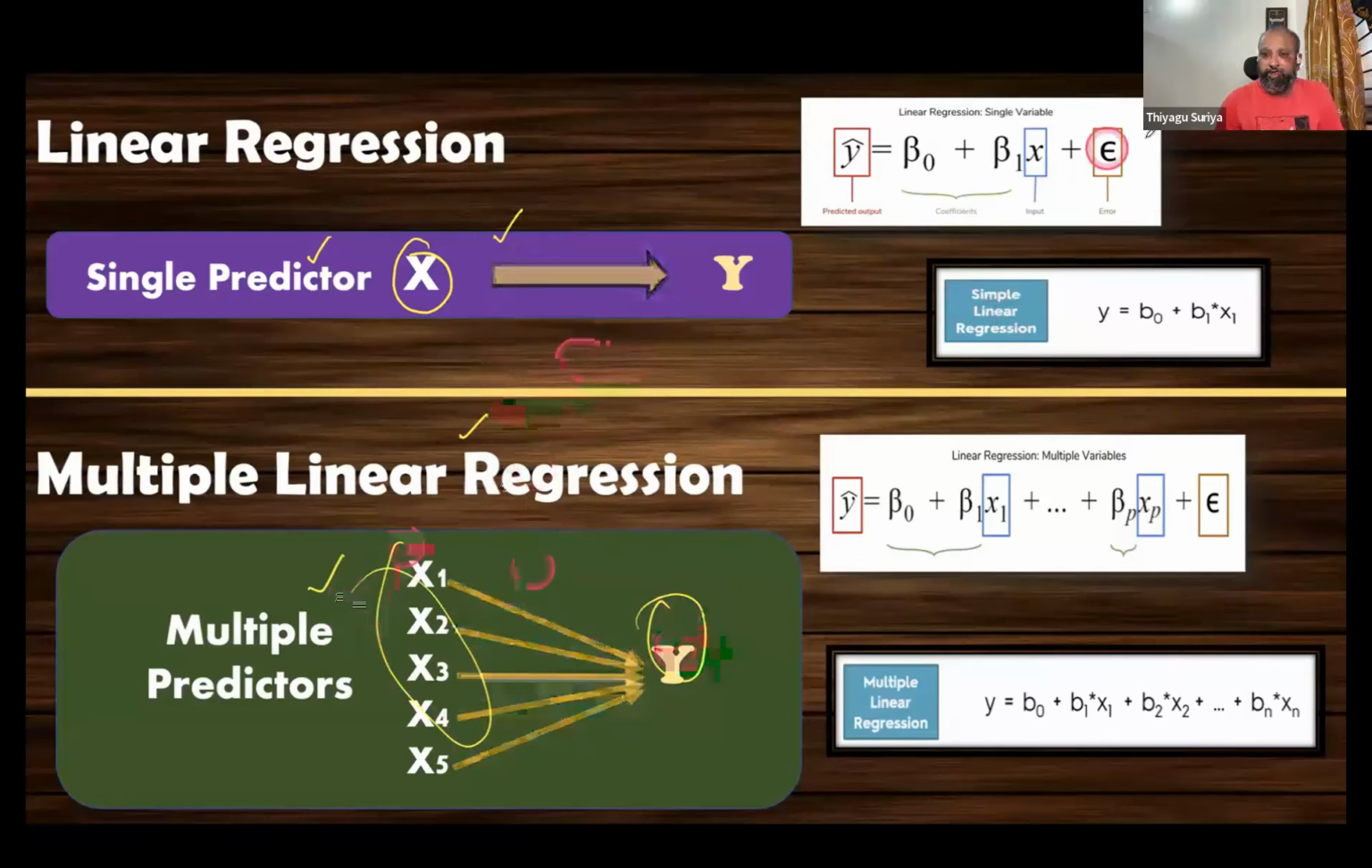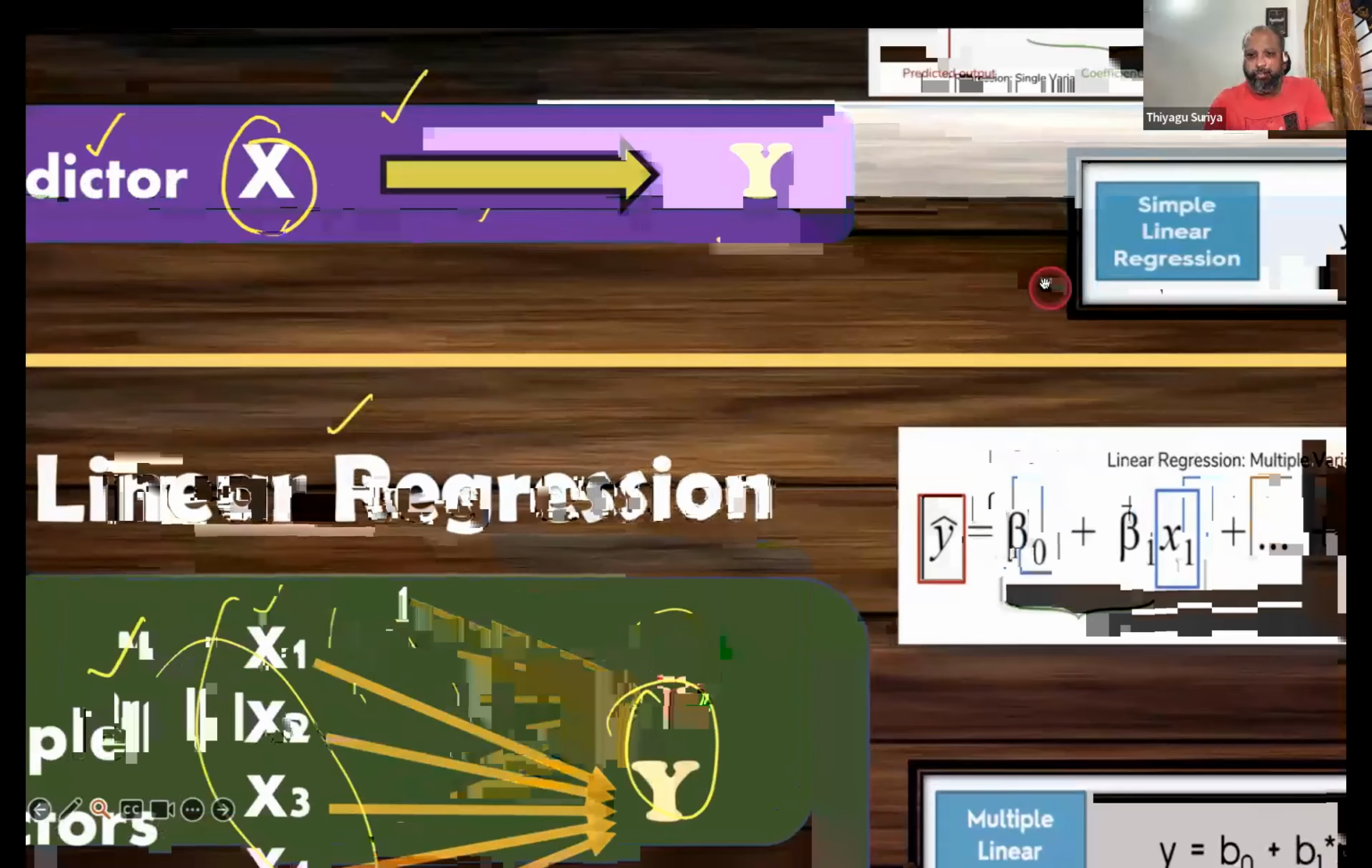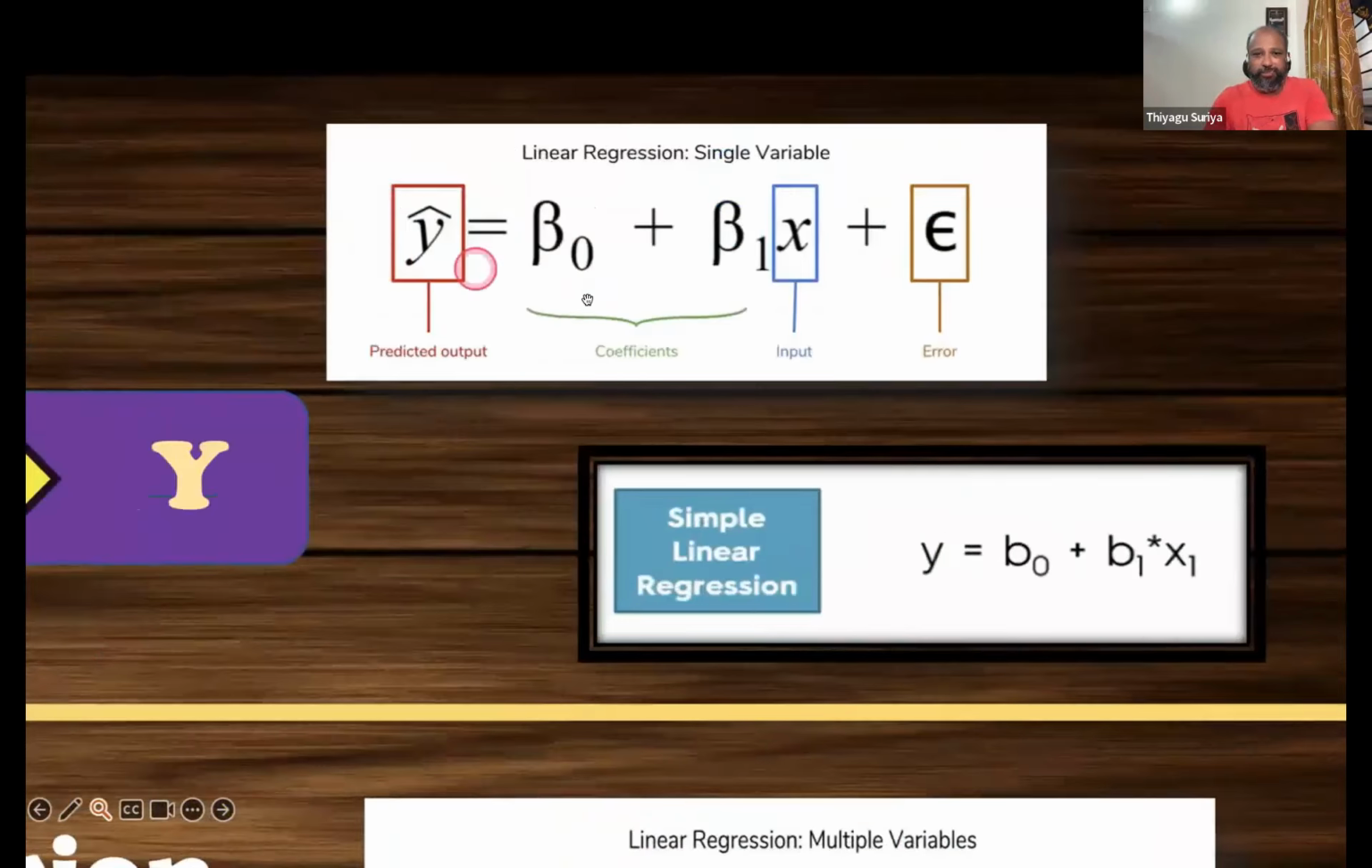These are the predictors, right? Now you can see this is called the regression equation. Normally we are writing this. If you want, I can zoom this also. I hope you are seeing this screen.